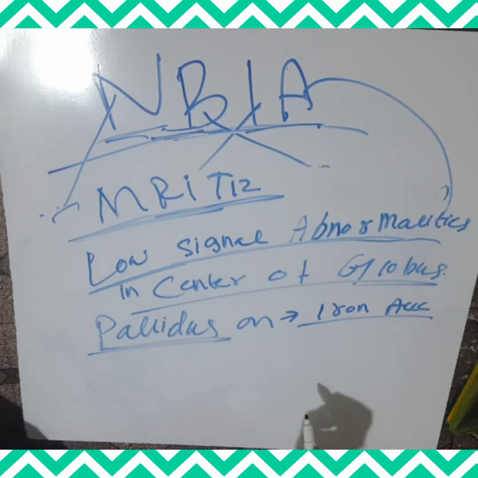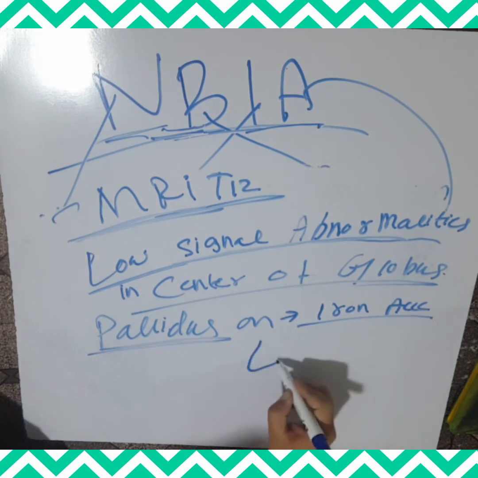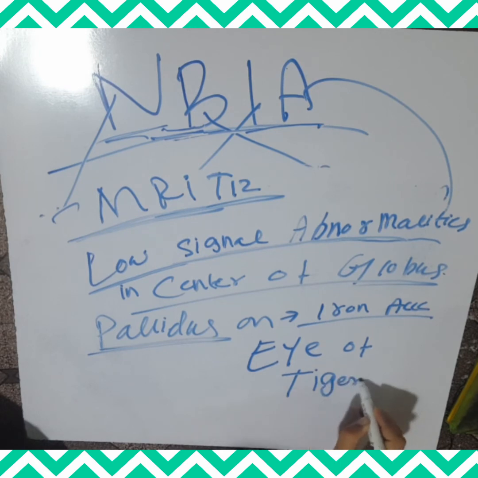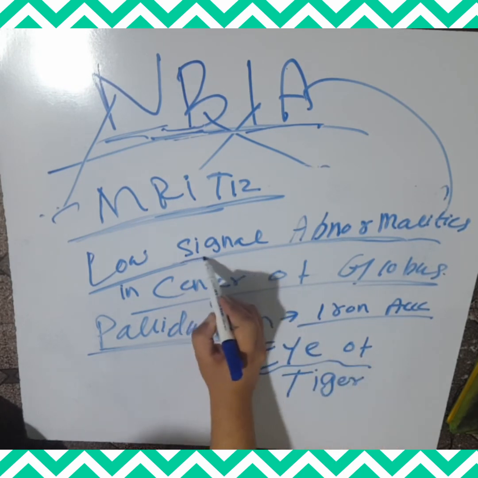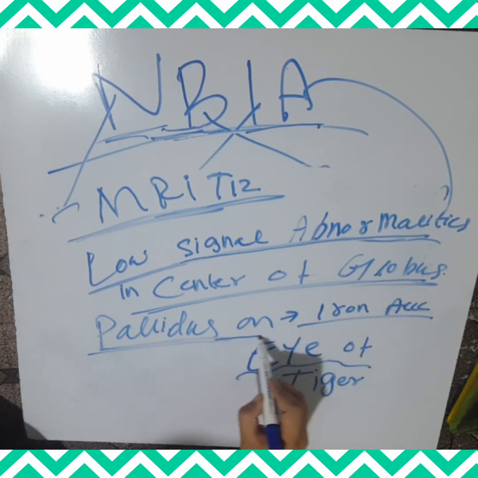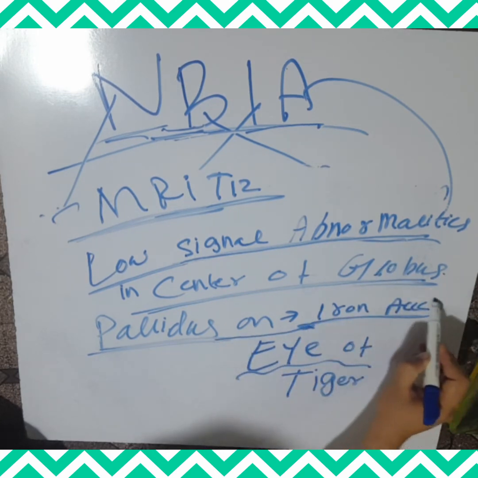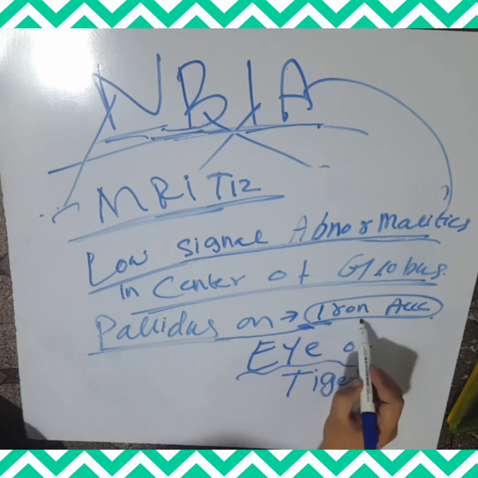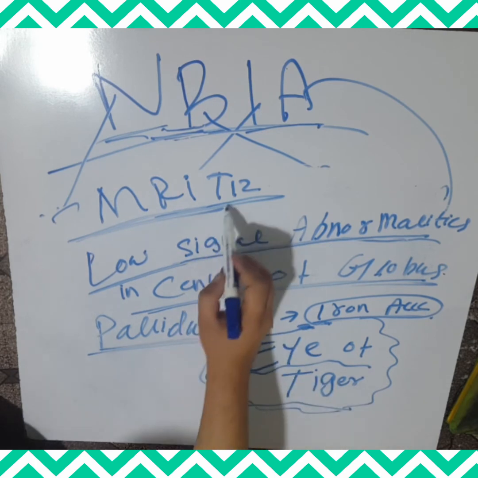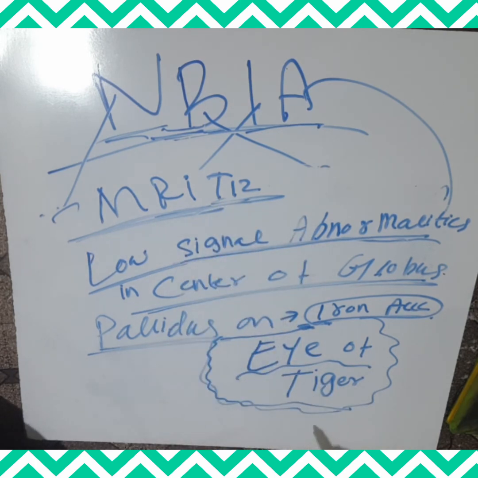This iron accumulation on the T2 MRI is called the eye of the tiger. There is a signal abnormality in the center of the globus pallidus on the T2 MRI due to iron accumulation, which looks like the eye of a tiger. So there is the eye of the tiger sign on the T2 MRI when there is neurodegenerative brain iron accumulation.